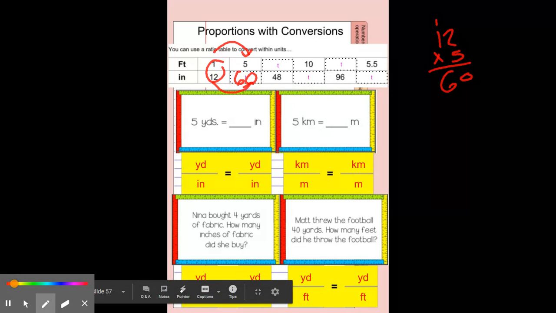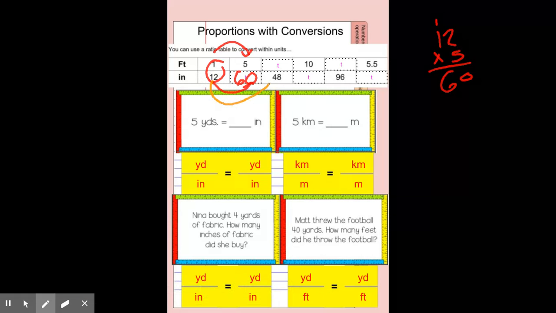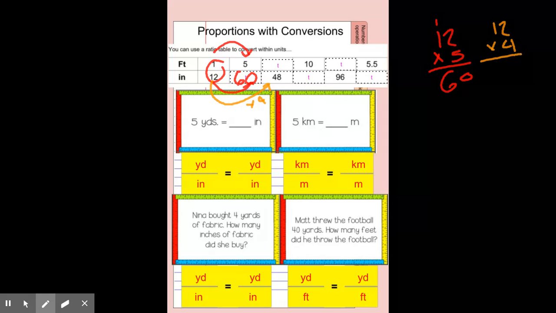Okay. The next one, we're going to 48. So what times 12 equals 48? Isn't it 4? And if you're not sure, you can always do 12 times 4. 4 times 2 is 8. 4 times 1 is 4. We were right. So that means on the top, we're going to do 1 times 4. So it's 4 feet is 48 inches.